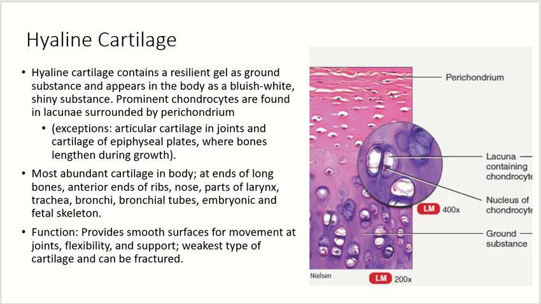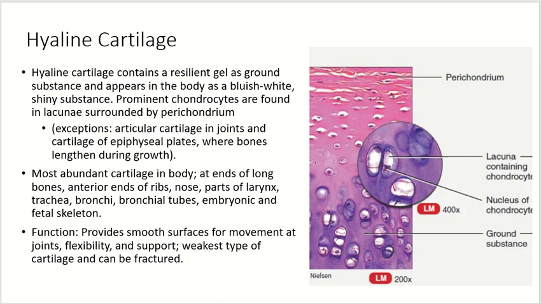There are going to be prominent chondrocytes that are going to be found within these little lacunae, which are these little hollow spaces as you can see here. And these are going to be surrounded by perichondrium. The exceptions to this are articular cartilage within the joints and the cartilage of those epiphyseal plates. This is going to be where bones are going to grow in length.